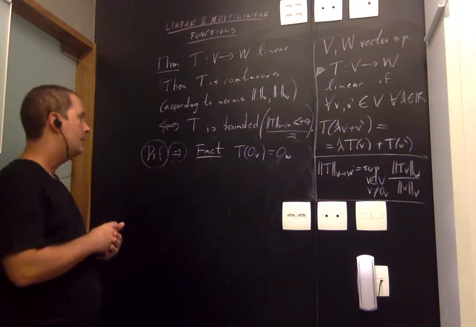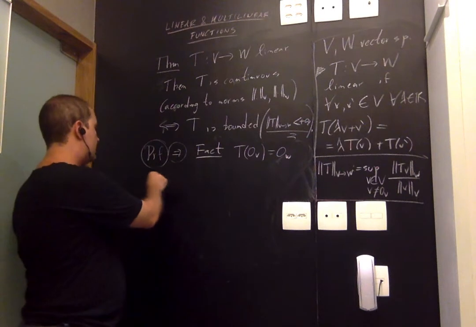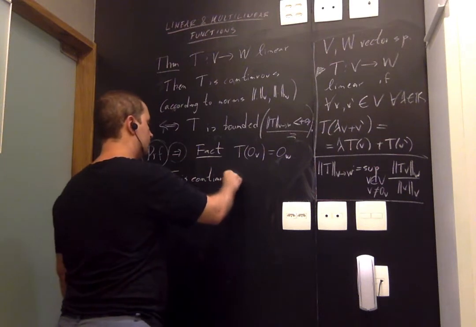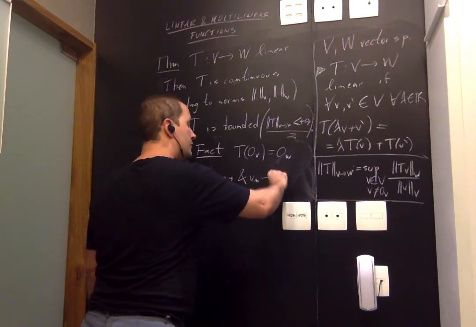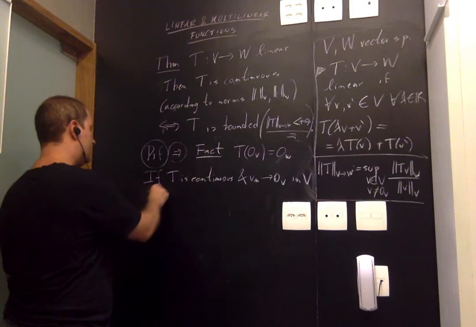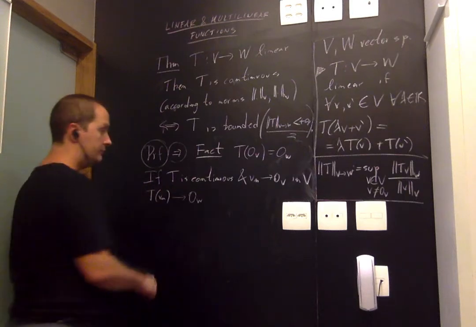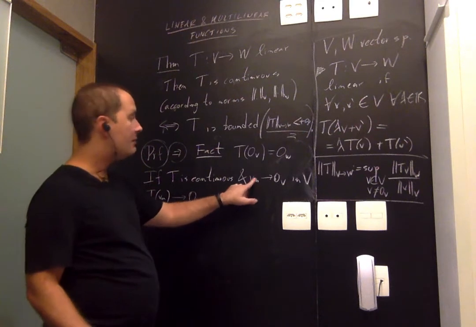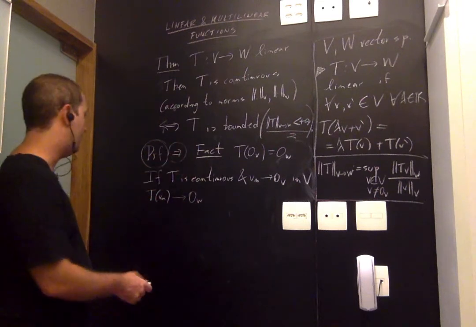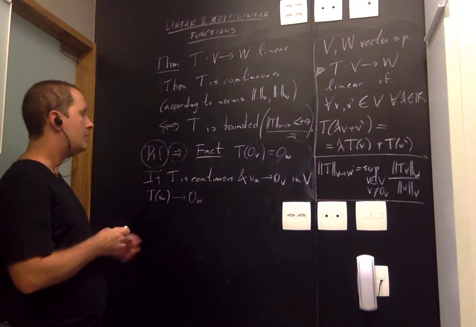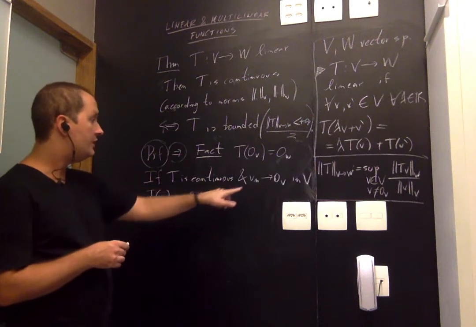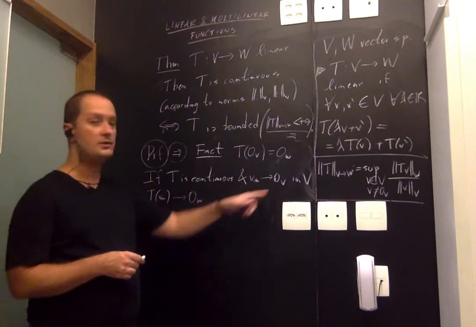Okay, good. So if T is continuous, and we have a sequence in the space V converging to 0, we must have that T of V sub n converges to 0 of W. Continuity means that if V sub n converges to something, T of V sub n converges to T of that something. So if T is continuous, it must be continuous at 0, and therefore T of Vn converges to 0 of W whenever Vn converges to 0 of V.